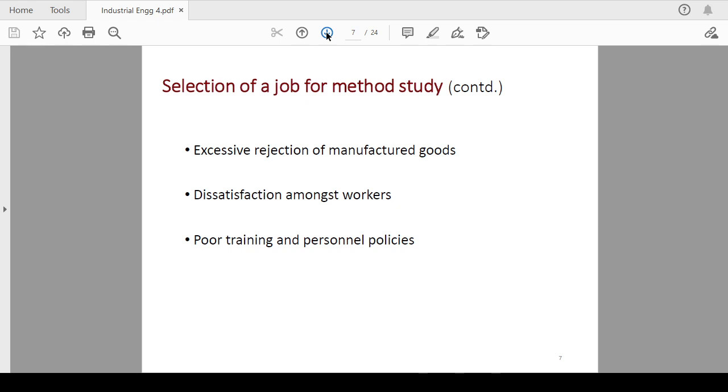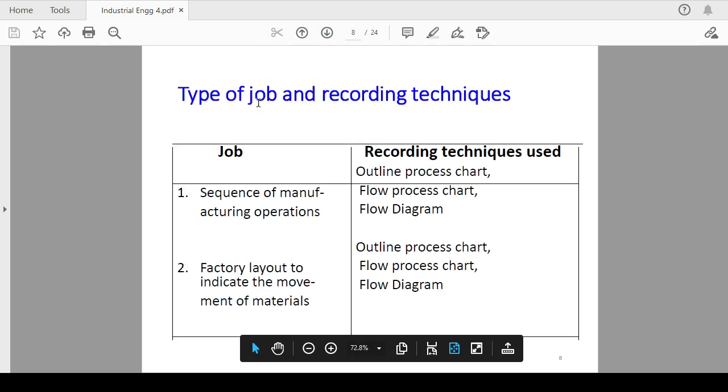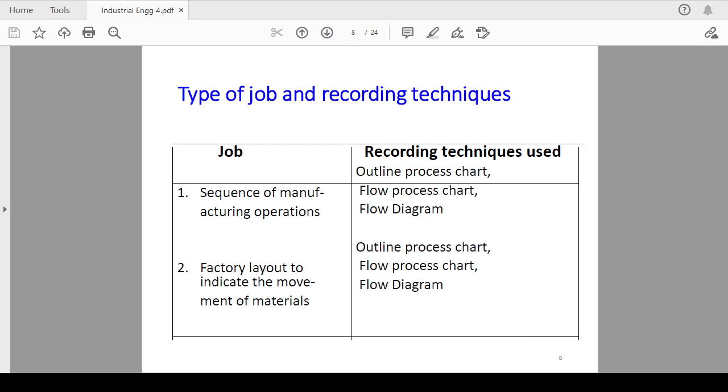Then if workers are not satisfied, if there is dissatisfaction among the workers, or poor training and personnel policies, such a job should also be considered for method study for further improvement. Now, what are the types of job and recording technique? On the basis of the job, how can you say which type of recording technique must be used?